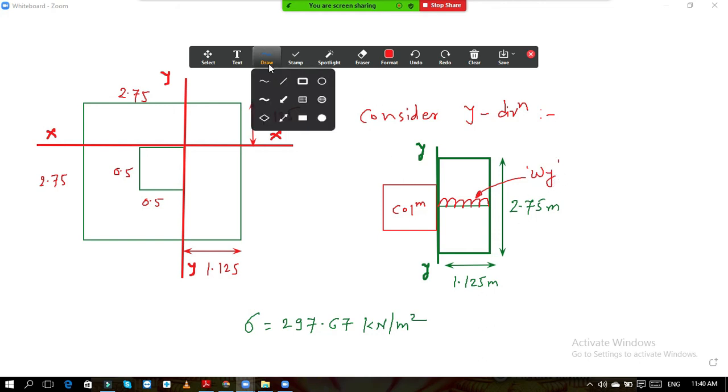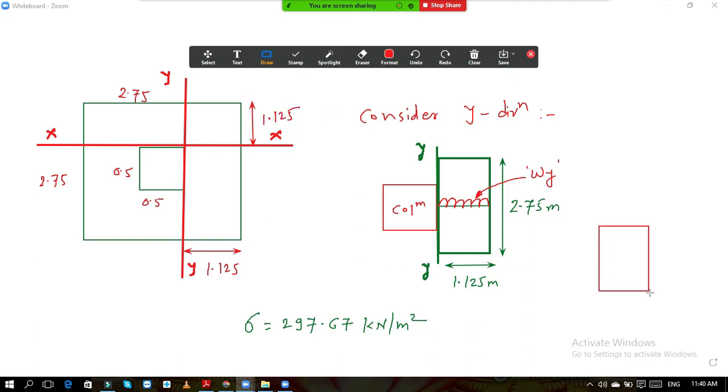Now see the simple logic. Suppose this is my area, and here this dimension is 1.125 and this dimension is 2.75, and I know that on this area a stress intensity is acting, which has a magnitude of 297.67. This is in meter, this is also in meter, and this intensity is kilonewton per meter square. Right now this is the intensity.